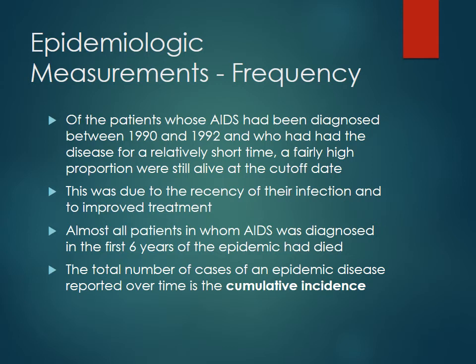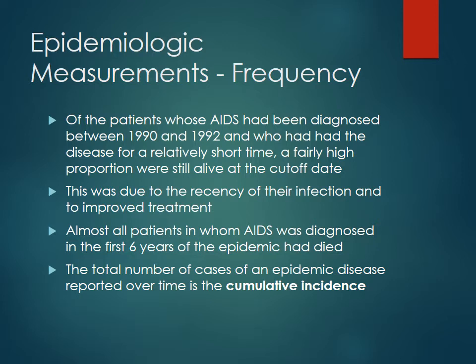So, of the patients in whom AIDS had been diagnosed between 1990 and 92, and who had the disease for a relatively short period of time, a fairly high proportion were still alive at the cutoff date. So we mentioned that, and they probably were not living with the disease as long as some of the people who were diagnosed very, very early. Again, due to the recency of infection, also improved treatment. We saw that AZT and zidovudine was becoming more common during that time frame.